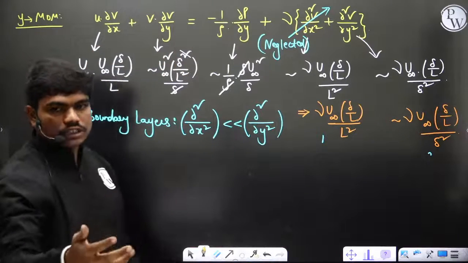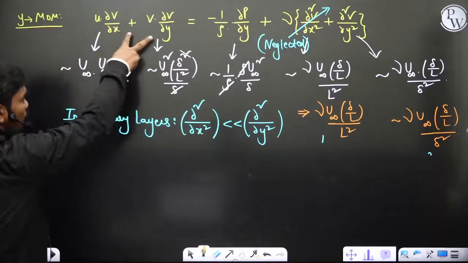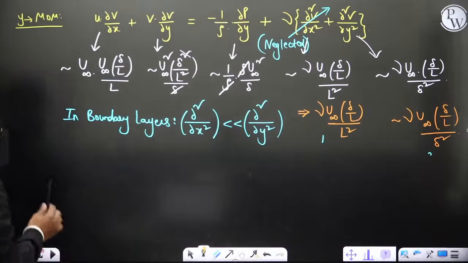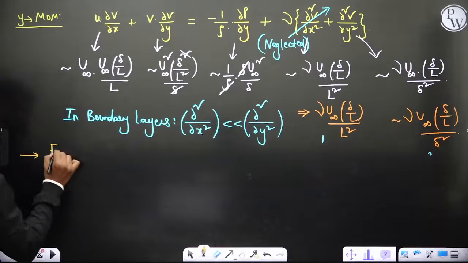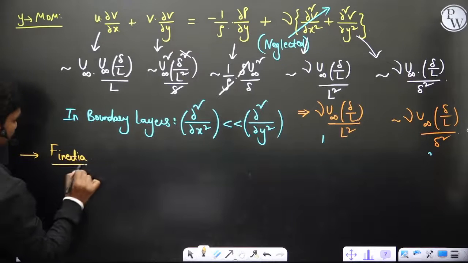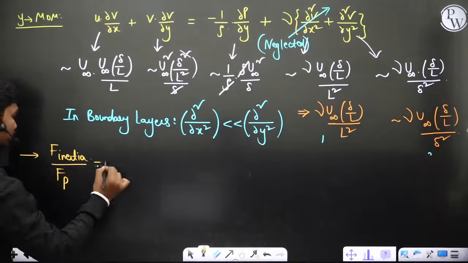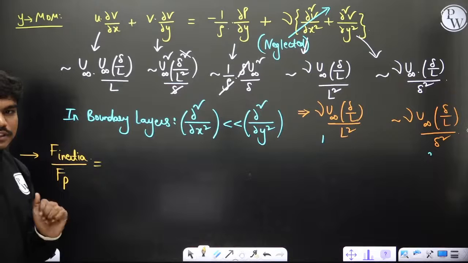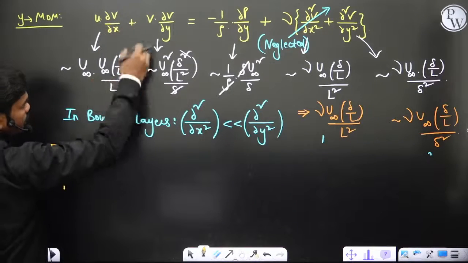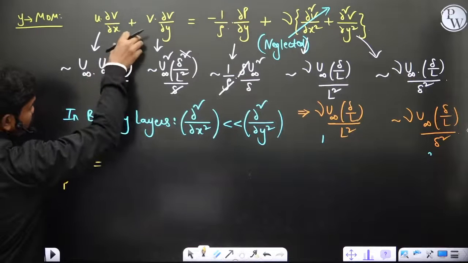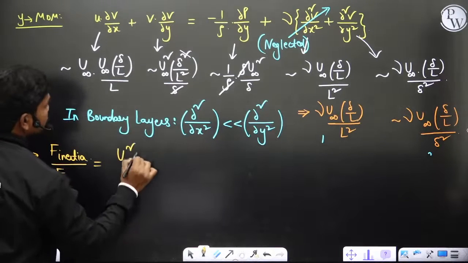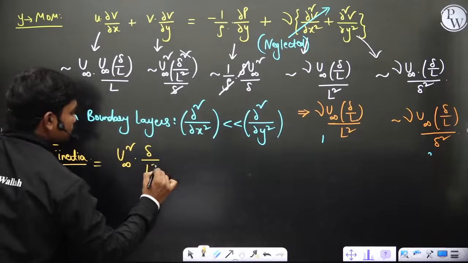So if you neglect the constant, then clearly you can see the summation of these two will also give you some term of this order. Correct? Now if you do certain calculations, let us do inertia force by pressure force. Inertia forces are nothing but acceleration terms. In this case, the acceleration terms are of magnitude u infinity square delta by L square, correct?